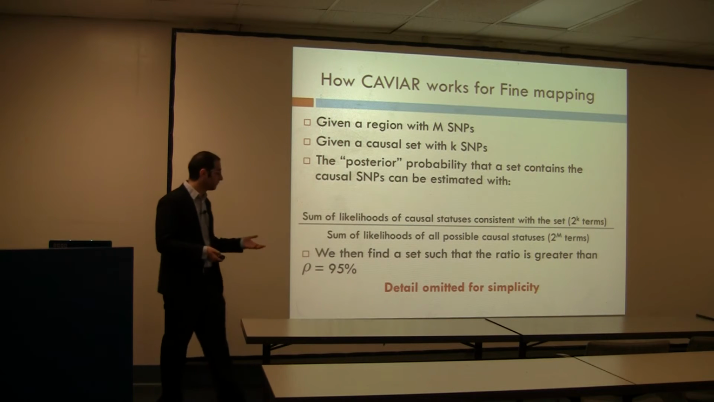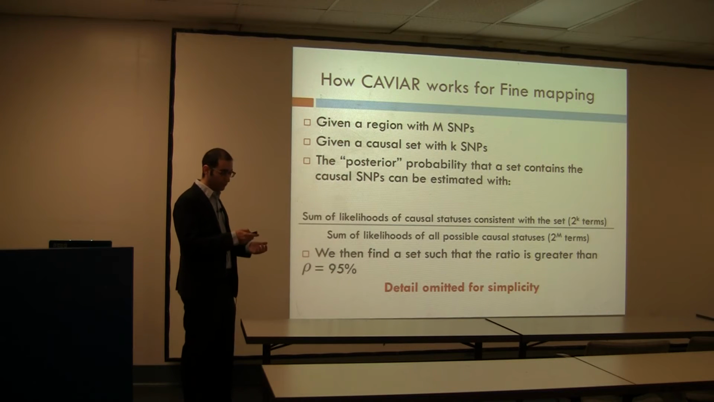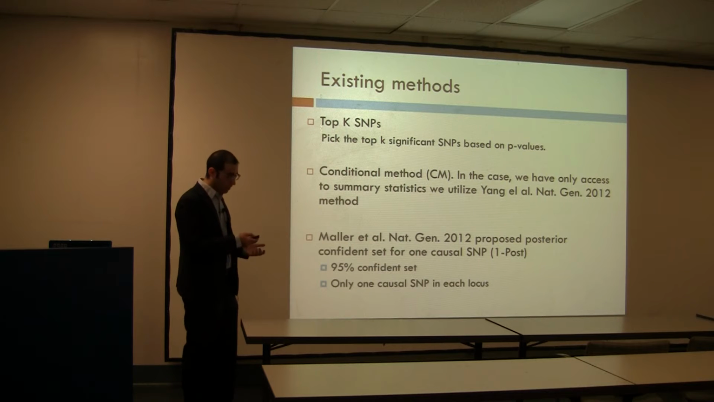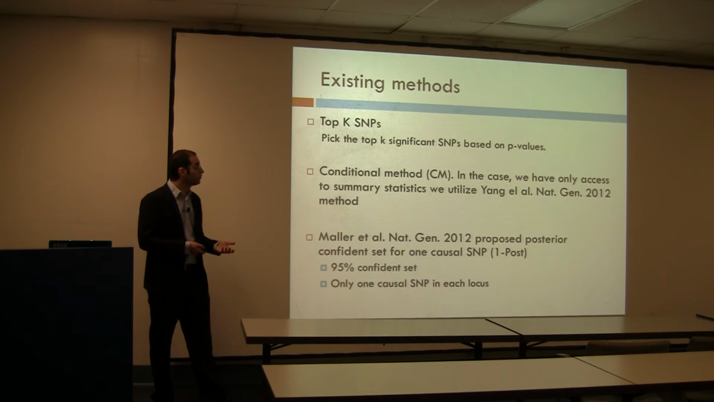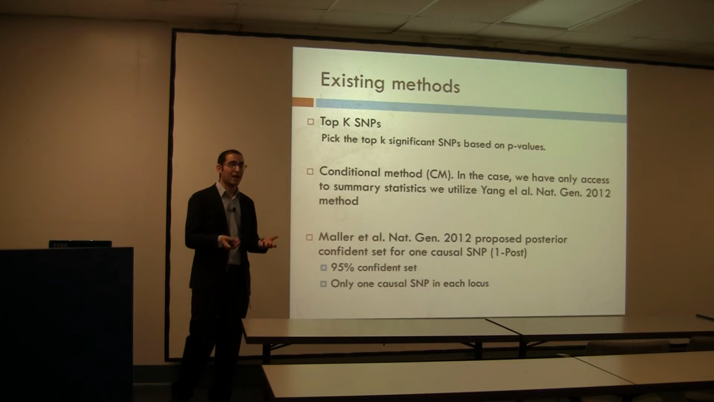Now, I deleted a lot of detail for simplicity of the talk and the time, but I'm more than happy to discuss it with you later. So we want to compare with the existing methods. I explained two of the existing methods at the beginning of the talk. One is the top k and the conditional method. The last method is actually the Muller et al. method, which we refer to as one post.